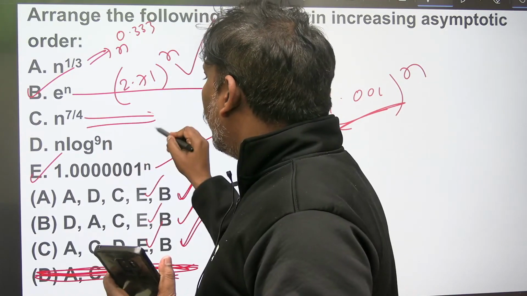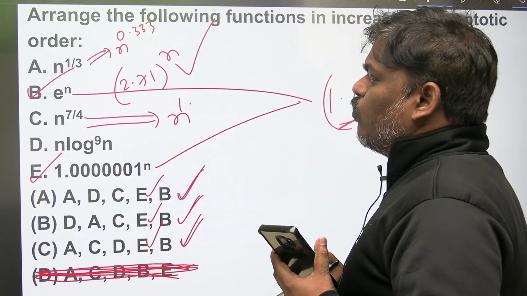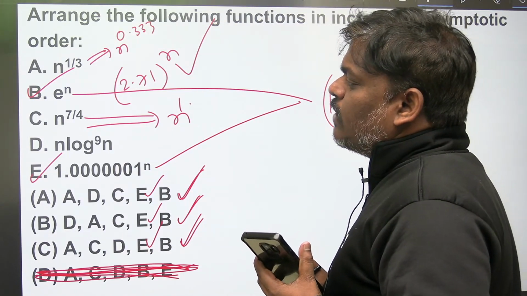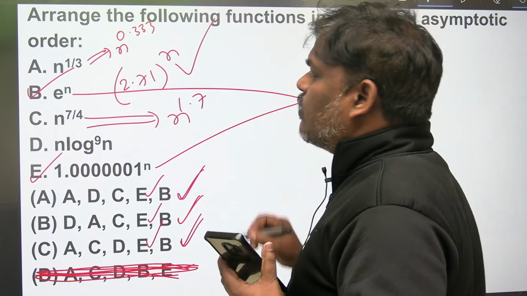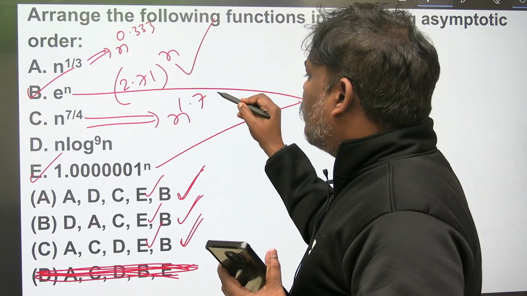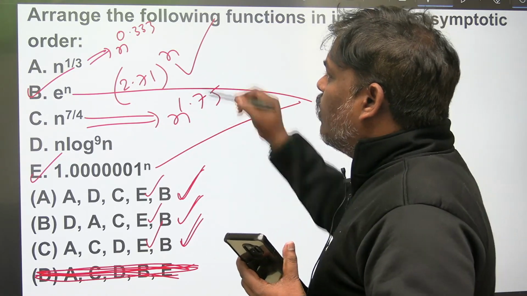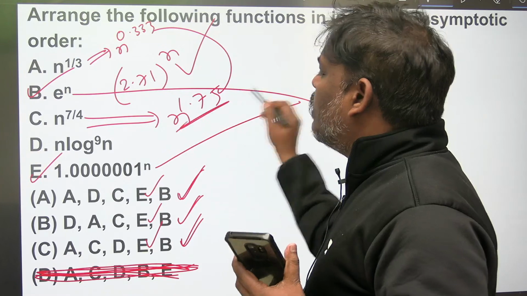This is n power 1. Four ones are 4, remaining is 3; 4 sevens are 28, remaining is 5, I think; 2, right, 20, four 5s are 20. I think it is n power 1.75. Comparing these two, this one is bigger, it's okay.